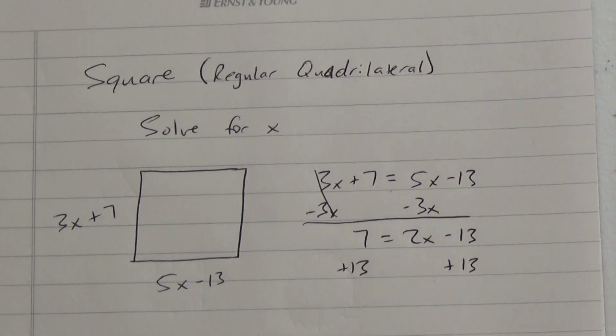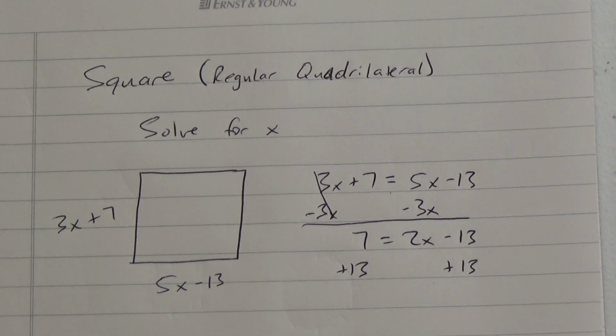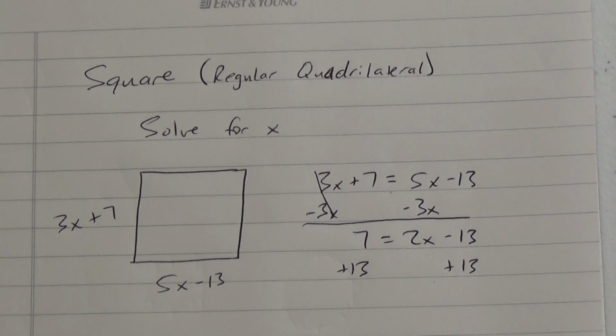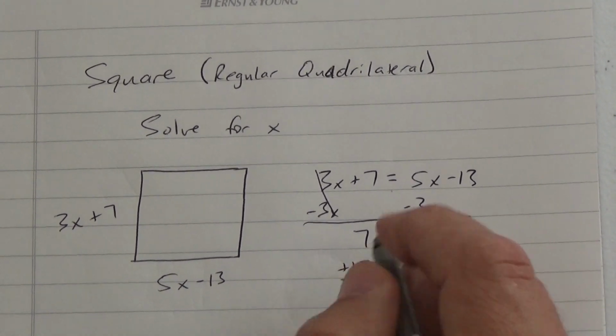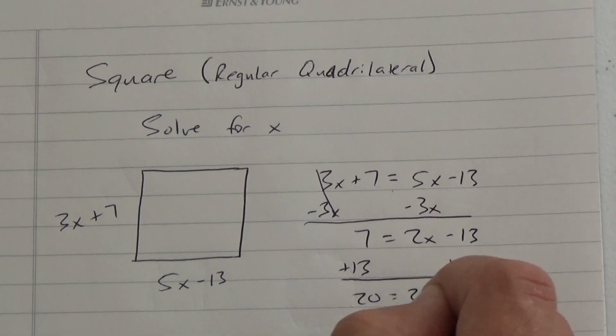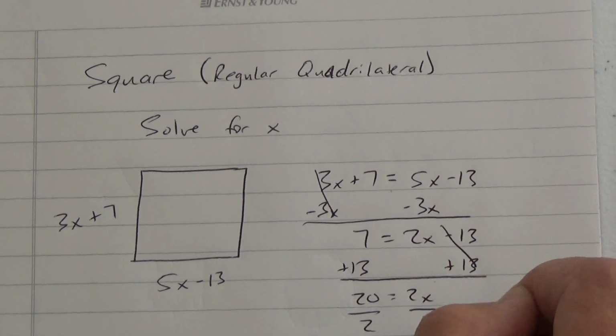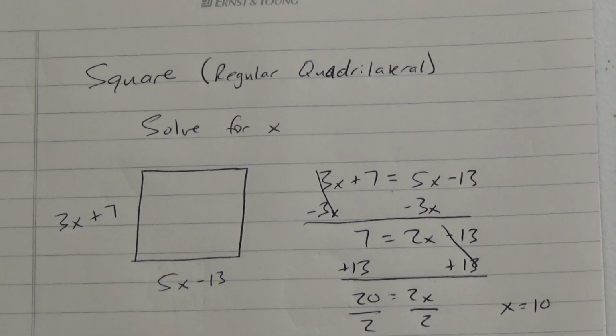Add 13. Some of you might be wondering, how in the world did you get a 3 for an answer? Some people get a 6 somewhere along the way with the 13 and the 7. You should be getting a 20. 13 minus 7 does give me 6, but these canceled out, so we get 2x equals 20. We're going to divide by that 2 and get x equals 10. We're going to double check that real quick.